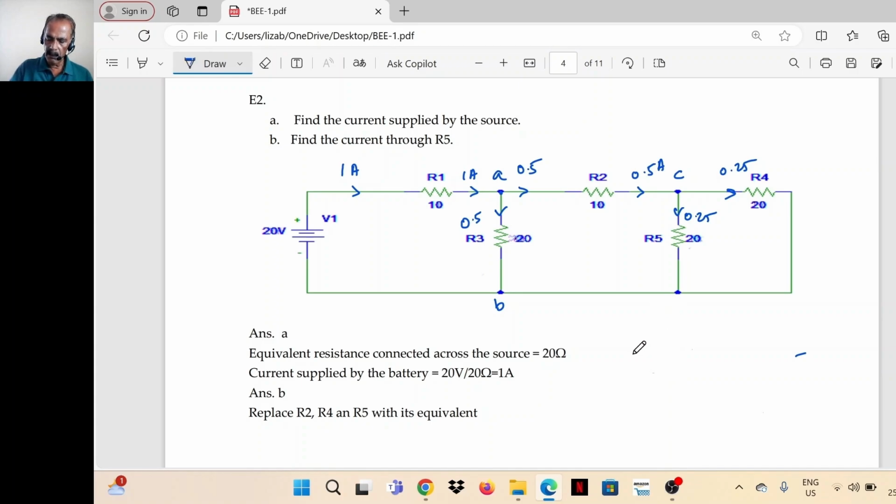Current through R5 is equal to IR5 is equal to incoming current 0.5 ampere into opposite side resistance, that is 20 ohm. Opposite side resistor is R4, into 20 divided by 20 plus 20, that is 40. That is 0.25 ampere. So 0.25 ampere is the current through resistor R5.